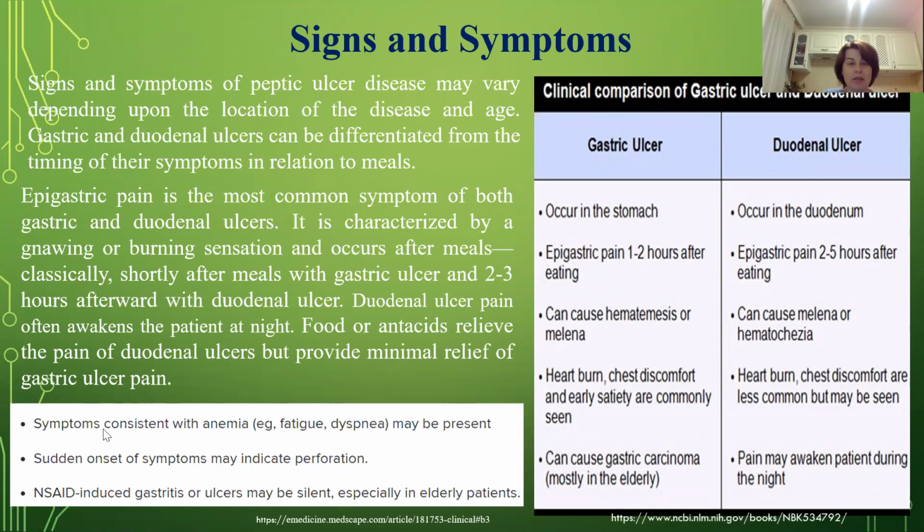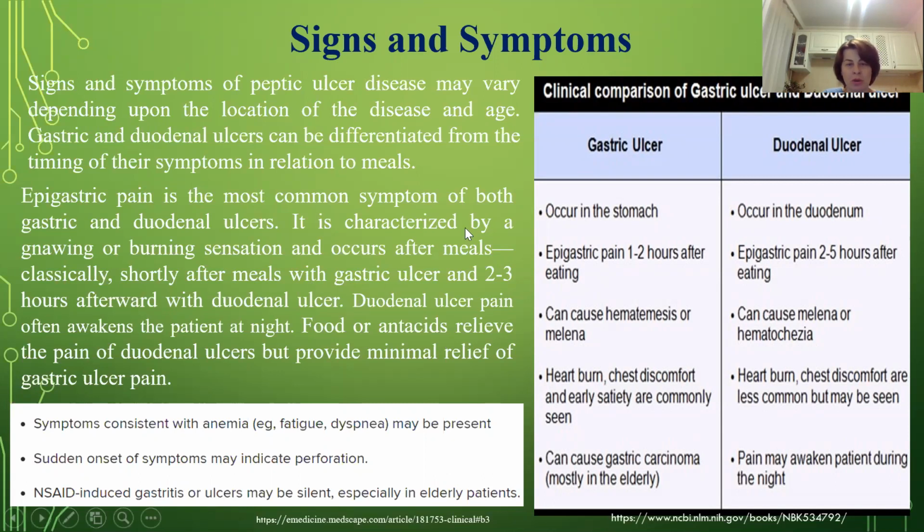Gastric and duodenal ulcers can be differentiated by the timing of their symptoms in relation to meals, but keep in mind this differentiation only by timing of the symptoms in relation to meals or concomitant symptoms is very relative. The diagnosis of peptic ulcer disorder can be made, but the exact place where the patient has the ulcer is very preliminary.